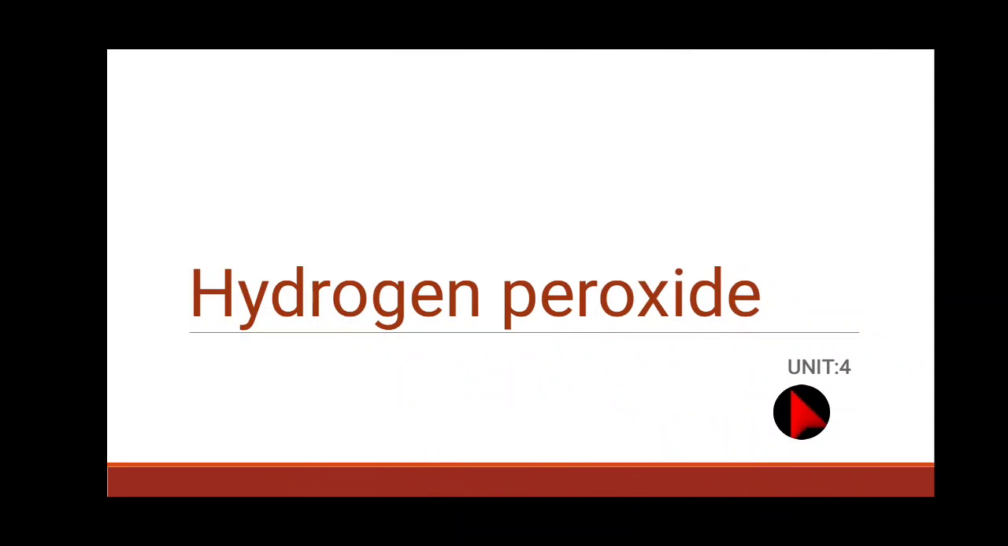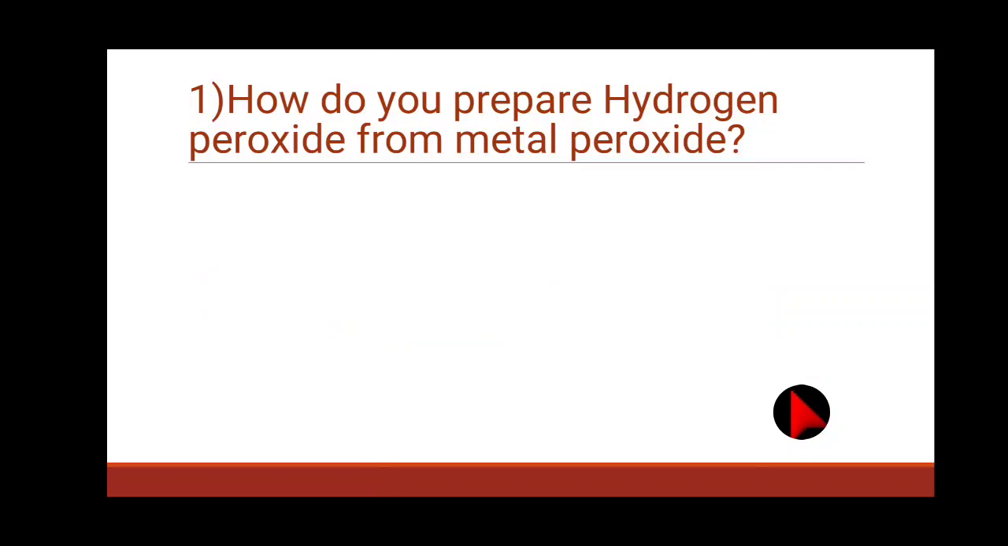Good morning, my dear students. Now I would like to share the topic hydrogen peroxide in the fourth unit. How do you prepare hydrogen peroxide from metal peroxides? Hydrogen peroxide, formula H2O2, is one of the most important peroxides. It can be prepared by treating metal peroxide with dilute acid. Let us see the equation.